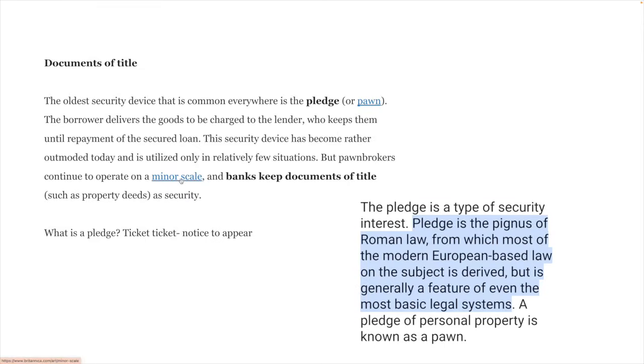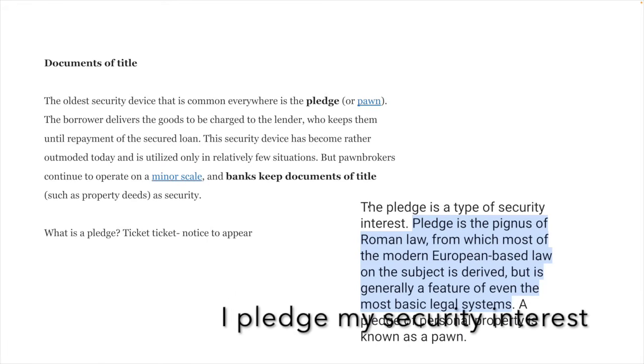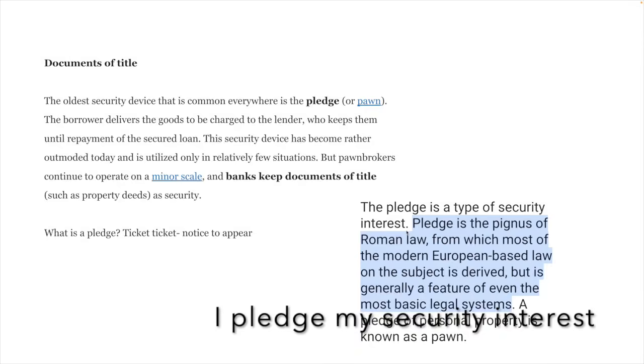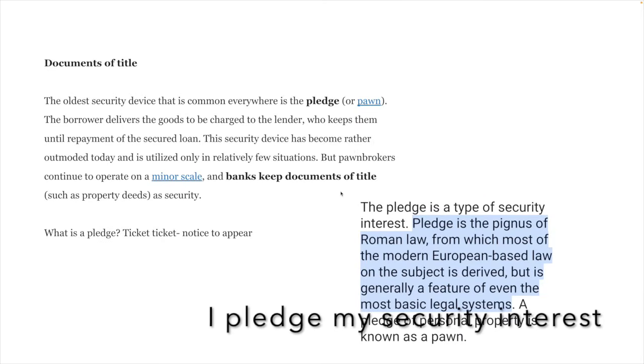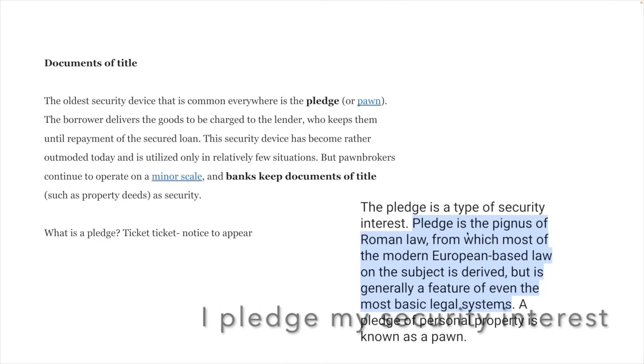So anyway, the pledge is a type of security interest, see? So when you're doing it based on the pledging system, this pledge is a pignus of Roman law.